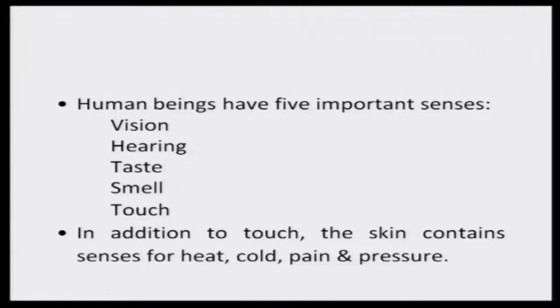So, we have as human beings 5 important sense organs: vision, hearing, taste, smell and touch, and in addition to touch, the skin also provides you with the senses of heat, cold, pain and pressure. Okay. Now, look at this very video. Let us now understand that fine, once we know that this is what our eyes can process, how does the visual system work?